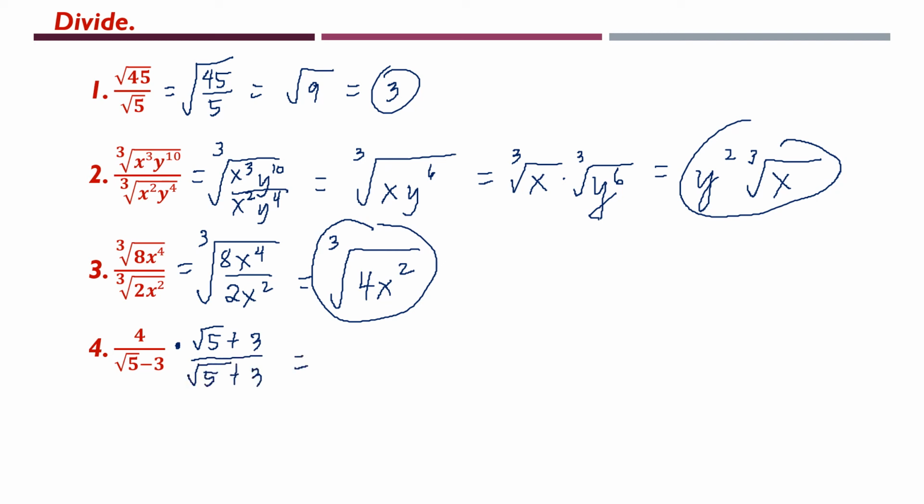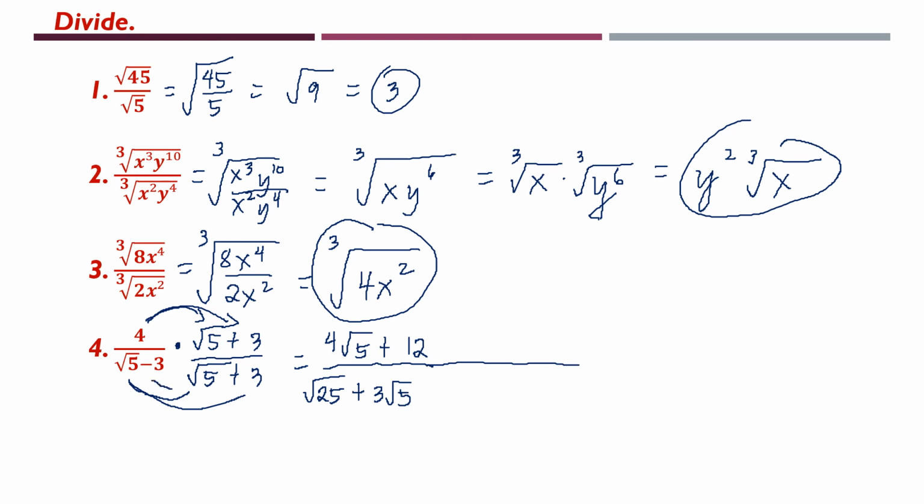Now let's multiply. 4 times square root of 5 is 4 square root of 5. 4 times 3 is equal to 12. For the denominator, square root of 5 times square root of 5 is square root of 25. Square root of 5 times 3 is 3 square root of 5. Next, negative 3 times square root of 5 is negative 3 square root of 5. Next, negative 3 times positive 3 is negative 9.